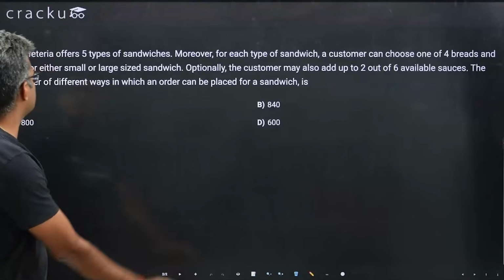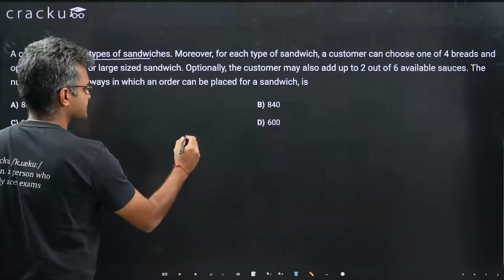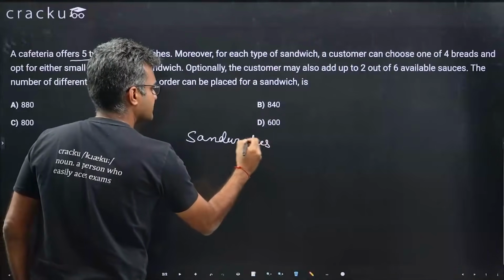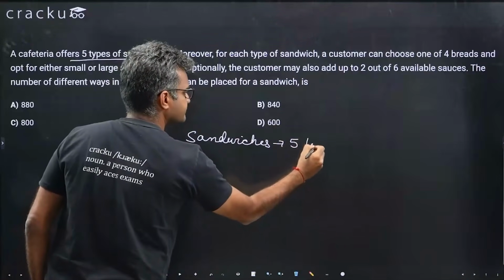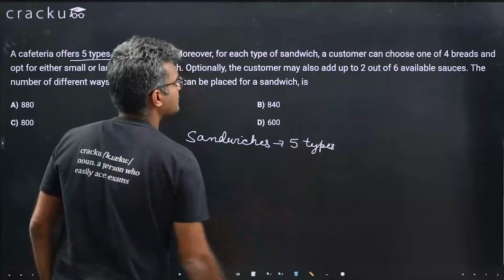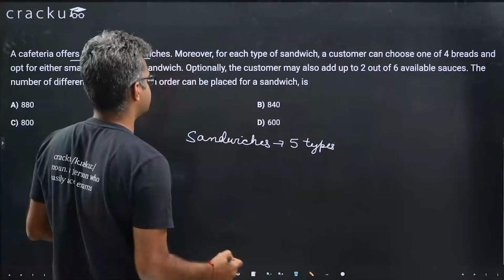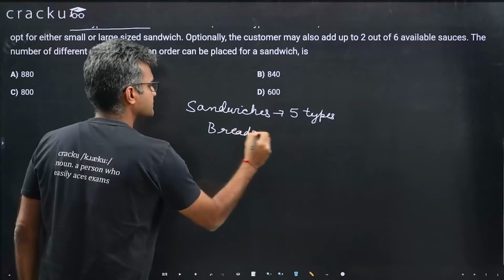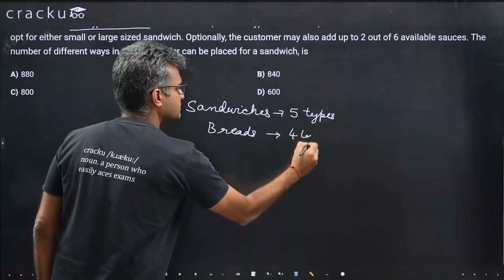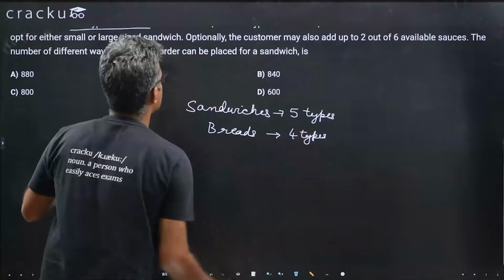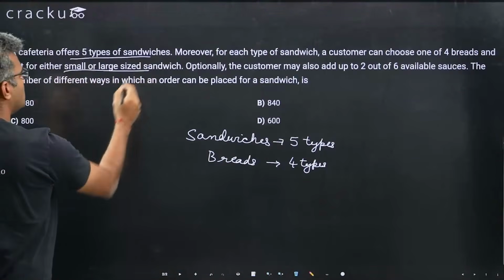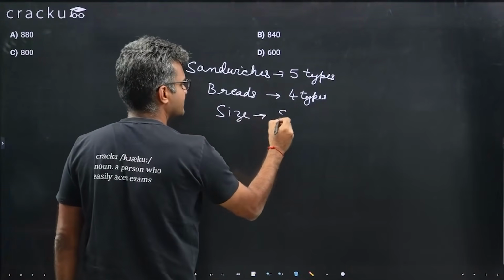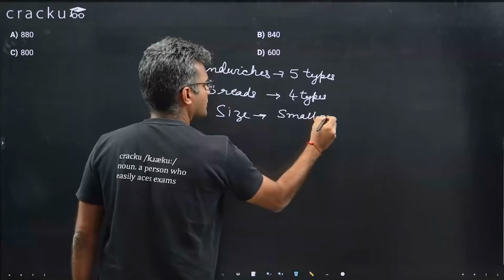In this question, we are told that there is a cafeteria which offers 5 types of sandwiches. So sandwiches, there are 5 types. Then we have 4 breads and the customer has to select exactly one of these 4 breads. And he can either go for small or large size. So if you're looking for size, there are again 2 choices. It will be either small or large.